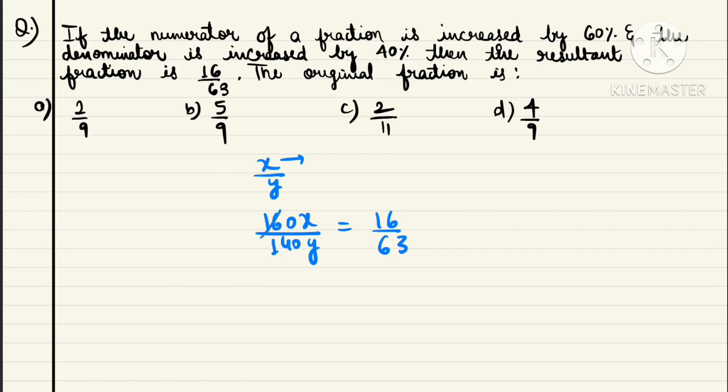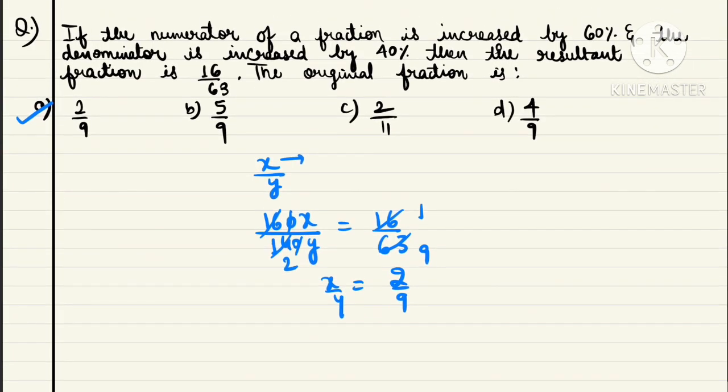Now we will cancel it. We'll cancel it by 7. 9 7s are 63. So x upon y is equal to 2 by 9. As we can match it, yes, it's option A. Option A will be your answer.